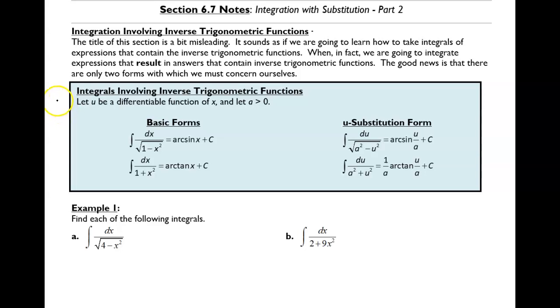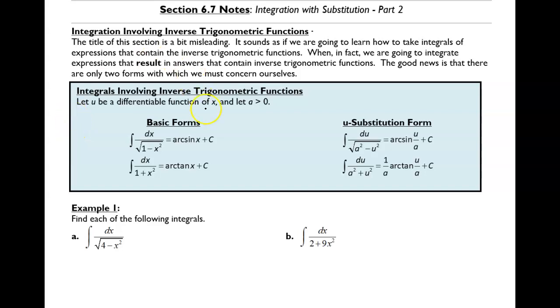In section 6.7, we'll be continuing to discuss integration with substitution. Let's first think about integrating involving inverse trig functions. So this might actually be misleading. We're not actually integrating inverse trig functions. That's something you would learn how to do in BC Calc. But what we're doing is integrating something that results in an inverse trig function.